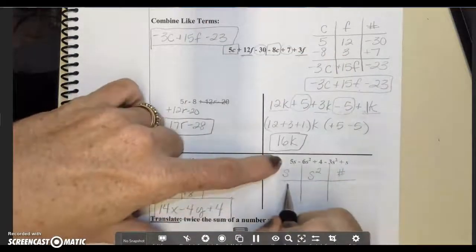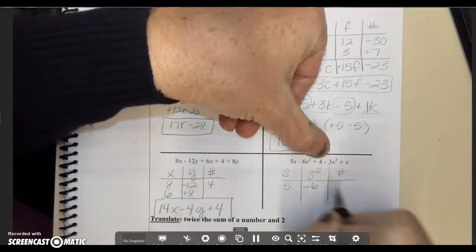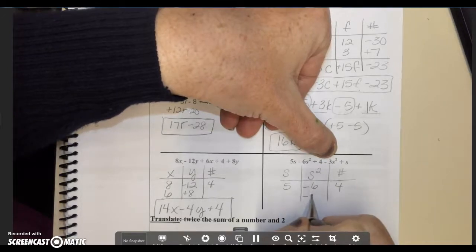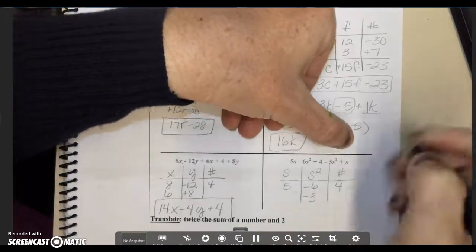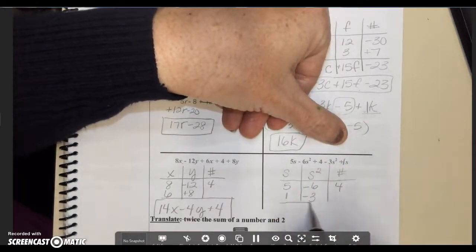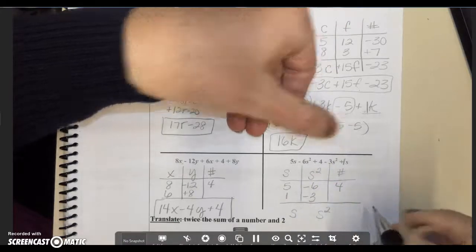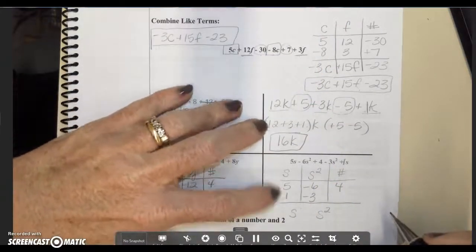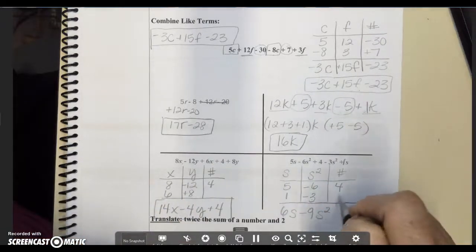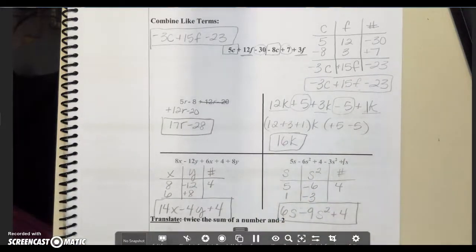Okay, so we've got 5 in the S column, negative 6 in the S squared column, a 4 in the number column, a negative 3 in the S squared column, and right here I have an S. Remember, that is 1S, so that's going to go right here. I'm going to total it. I'm going to bring down my S, bring down my S squared, and then I'll have my numbers. Now you're just adding things up. 5 plus 1 is 6. Negative 6 minus 3 is negative 9, and that's a positive 4. Easy, yeah?